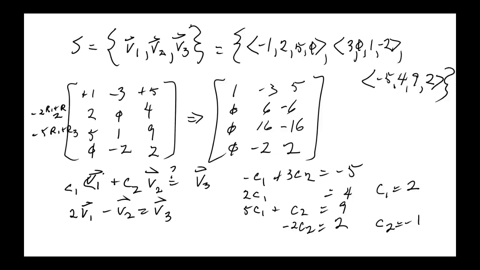Okay. And they did the same thing. 2V1 minus V2 is equal to V3. Right? That means that W is spanned by the set S1, not S, and S1 is just V1 and V2. Moreover, S1 is linearly independent because neither vector is a scalar multiple of the other. So you really need that step in there too.